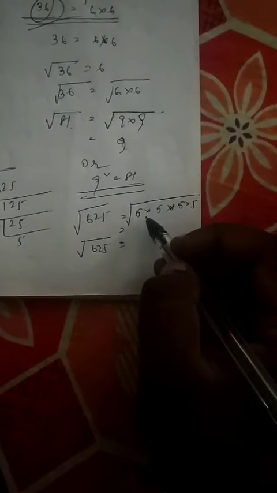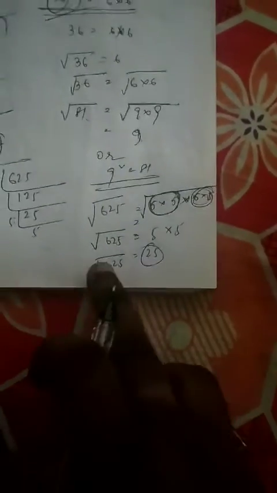I applied root over on both the sides, root over 625 and root over this number. So now I can write root over 625 is equal to, as I have applied root over, I have to find pairs of numbers. This is one pair. From this pair, one 5 will come out of the root over. From this pair, one 5 will come out of the root over. So root over 625 is equal to 5 into 5, which is 25. So 25 square is 625, or root over 625 is 25.